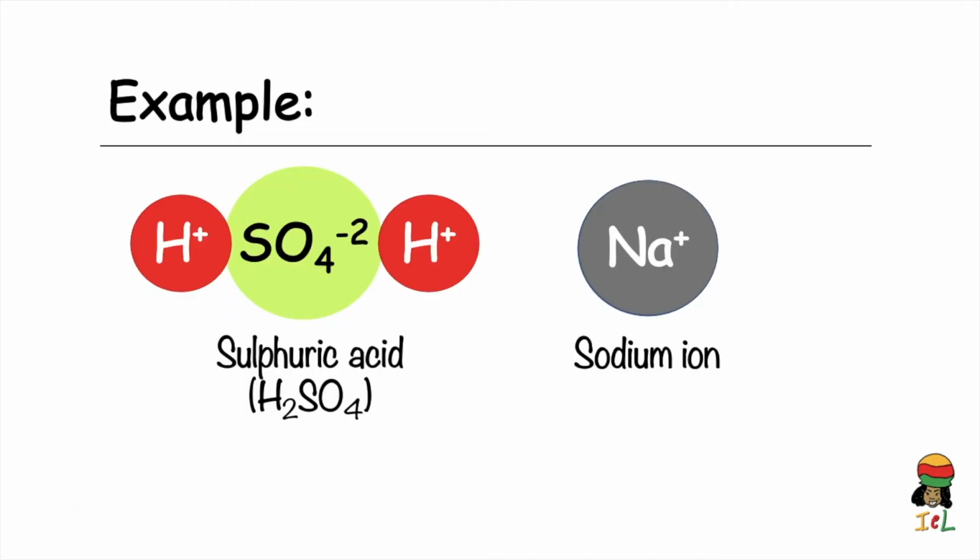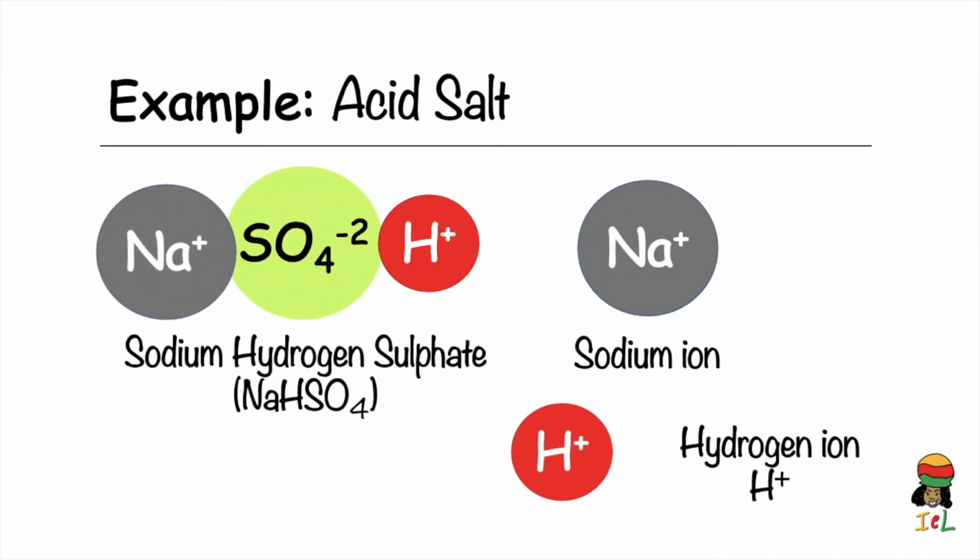Back to our previous animation using the dibasic acid, sulfuric acid. Remember, if only one hydrogen ion is replaced in the acid, we end up with a salt that still contains the other replaceable hydrogen of the acid. And of course, the salt is an example of an acid salt, and the name of that salt is sodium hydrogen sulfate, and the formula is NaHSO4.